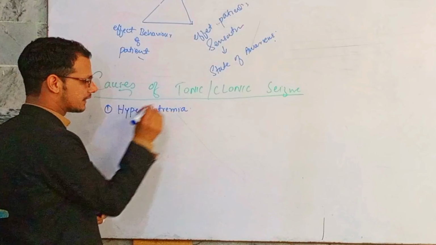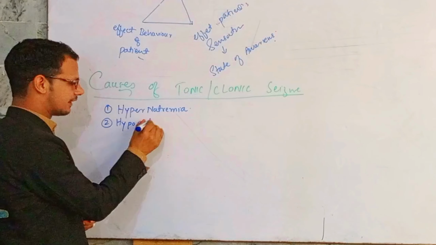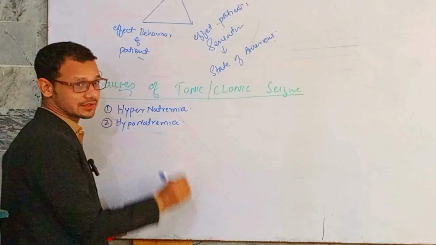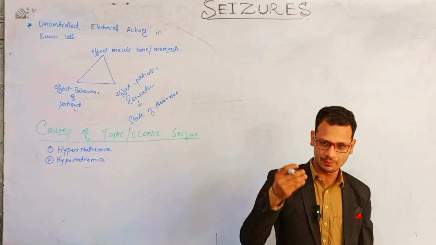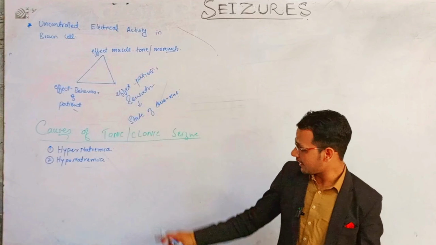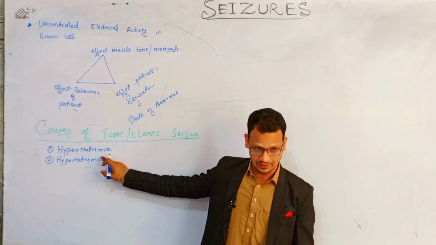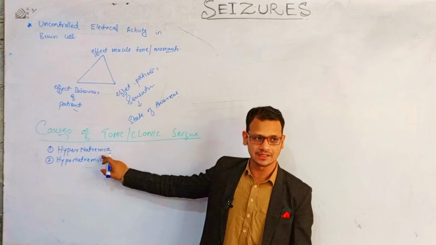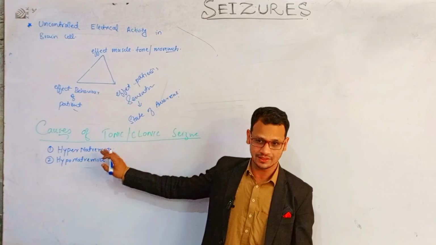Hypernatremia. The second cause is hyponatremia. As we have discussed, sodium is very important for the transport of impulses in neurons. So if the sodium level in the body decreases or increases, it will cause uncontrolled movements of impulses in neurons and it will cause seizures.